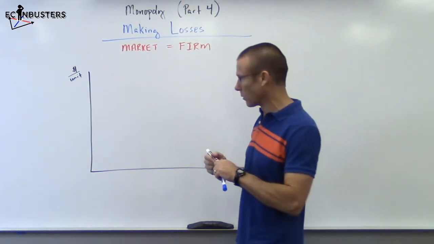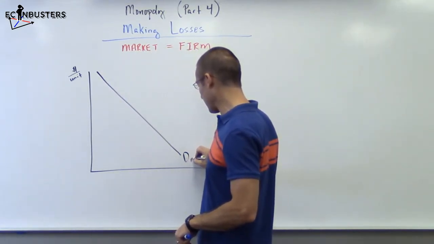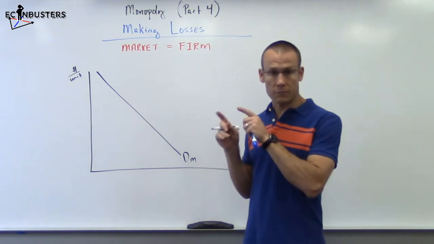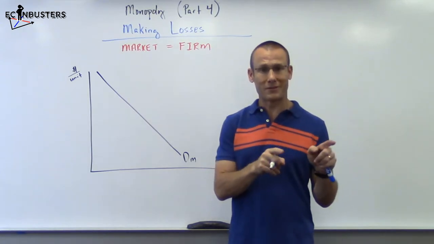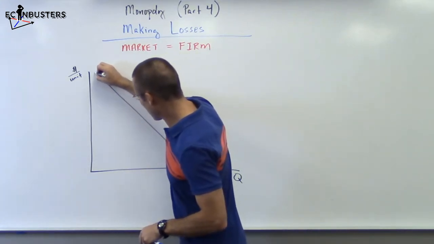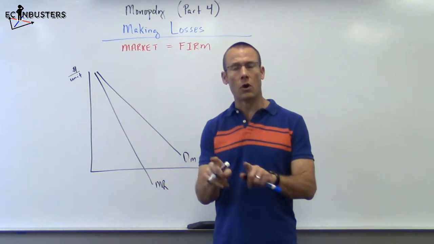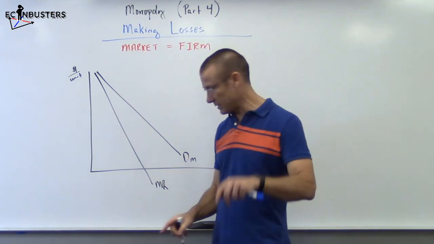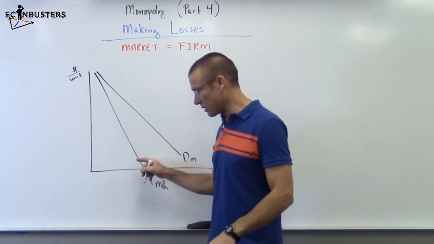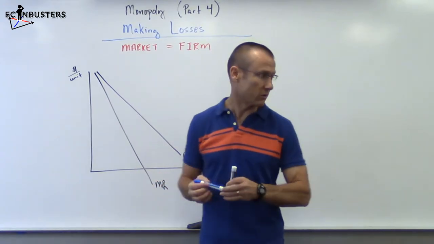It's pretty straightforward. At this point, we feel comfortable drawing a downward sloping demand curve because the demand curve the monopolist faces is the market demand curve. They're one and the same. We go ahead and draw our MR curve. It's splitting away. We're still assuming no price discrimination, and if that's the assumption, these two curves are different. That's twice the slope. We go ahead and put our MC curve in.